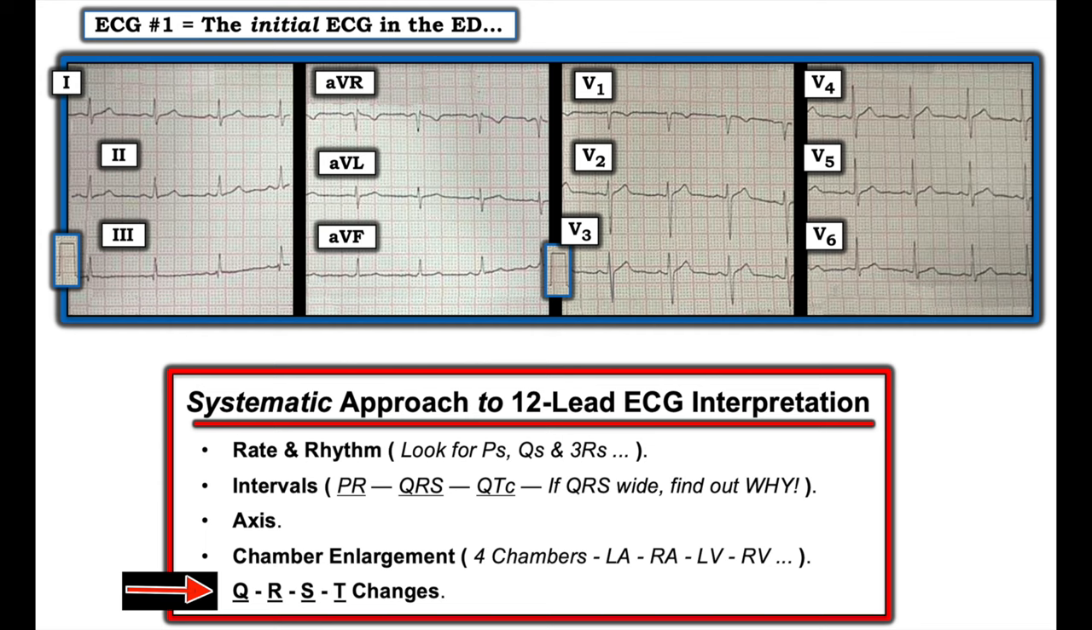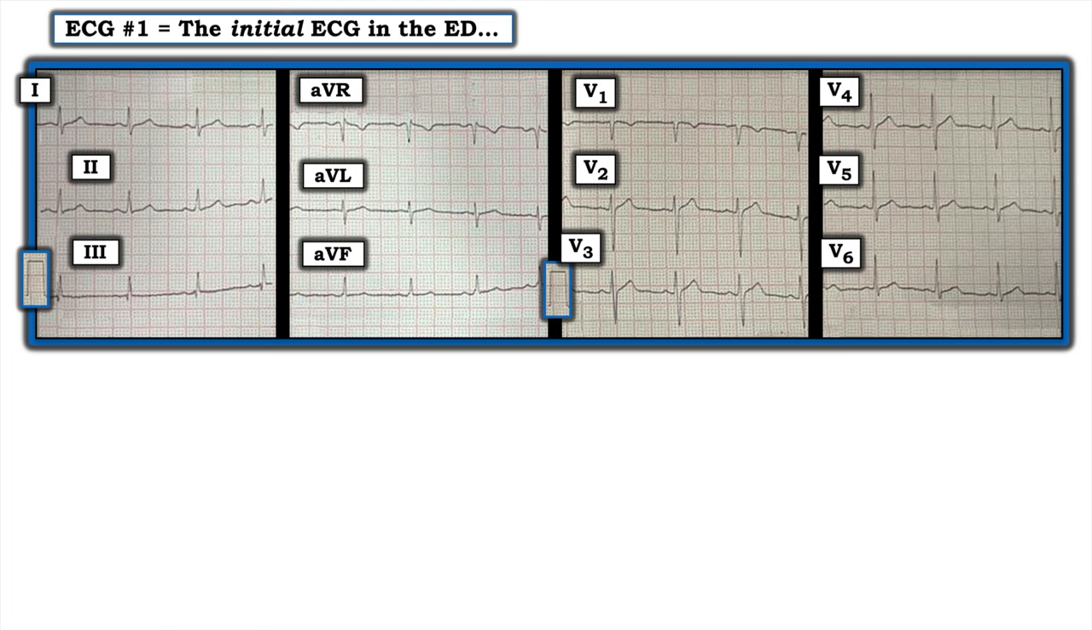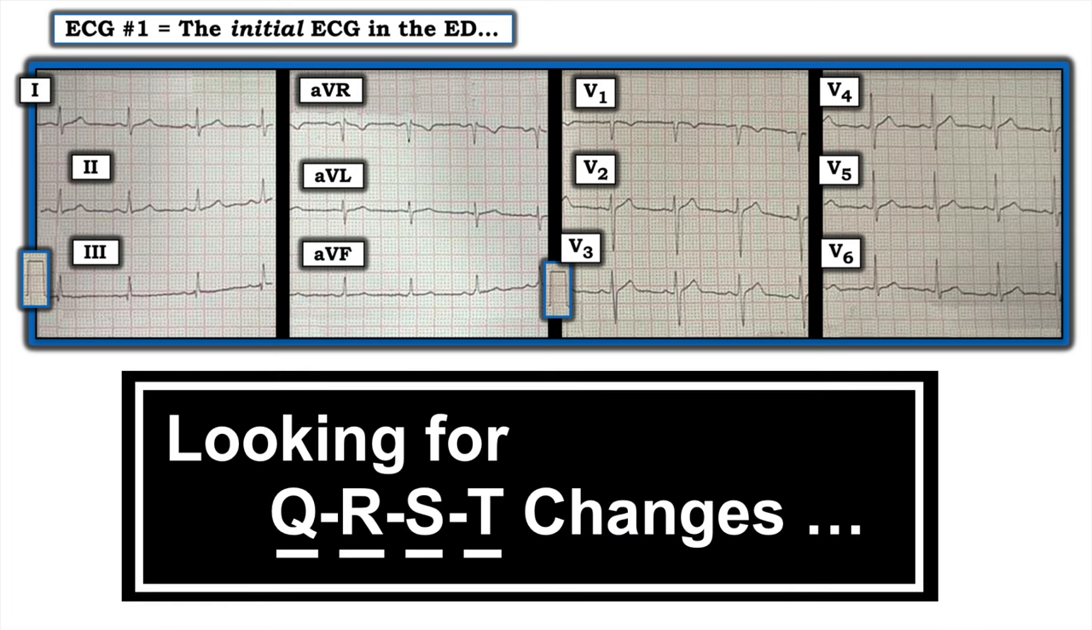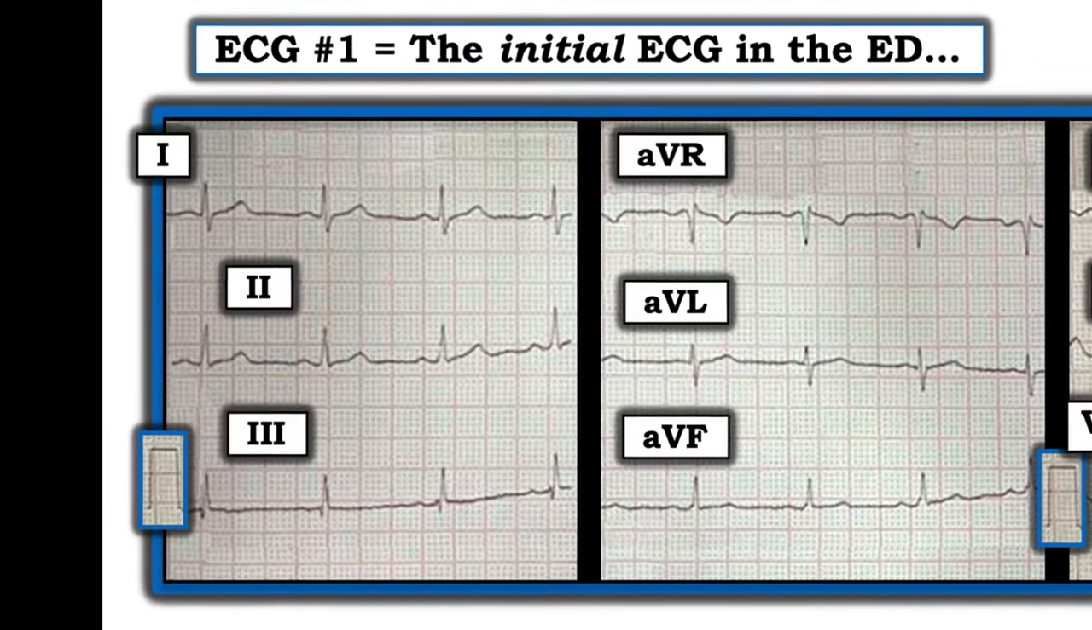QRST segment changes in this patient with chest pain. I look at all 12 leads for the presence of Q waves, R wave progression, and ST segment and T wave changes. I look for patterns of leads. I look for lead areas. So I will look, for example, at the three inferior leads, 2, 3, and aVF together.